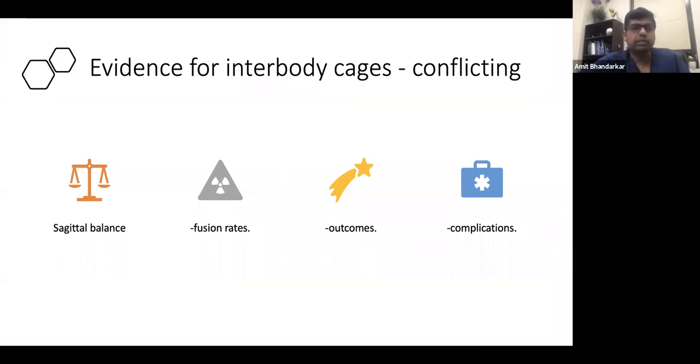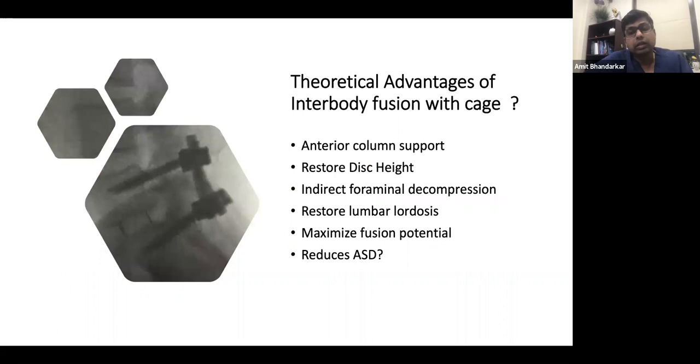The evidence for cages in transforaminal lumbar interbody fusion is a little conflicting. There is no conclusive evidence. Whether they alter and maintain lordosis is again controversial. The fusion rates, people say, are the same as posterolateral fusion, and the evidence points in that direction. The same is true of outcomes and complications, with certain papers reporting that outcomes and complications are the same in patients having posterolateral fusion without cages and in patients in whom we have cages. But there are some theoretical advantages that nobody can deny, and this is an evolving technology that has evolved quite a bit.